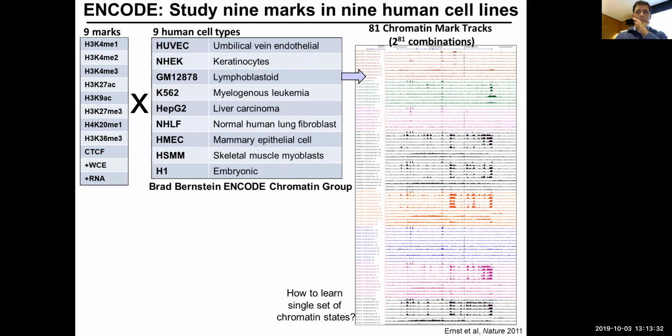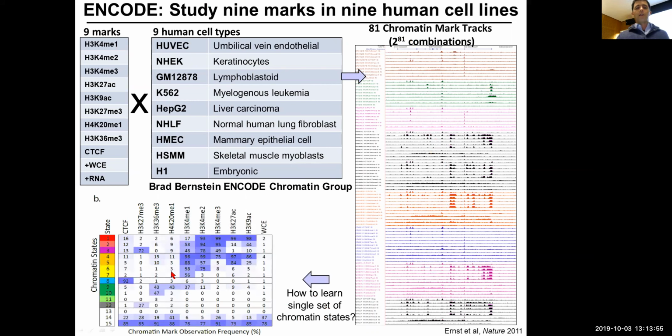If you look at the data set, this is basically 81 different chromatin tracks. There are 2 to the 81 possible combinations of presence-absence between these 81 tracks. So how do you go about learning that? And specifically, how do you go about learning a consistent set of chromatin states, so that you have the same set of emission probabilities, transition probabilities, and so on across the different states?